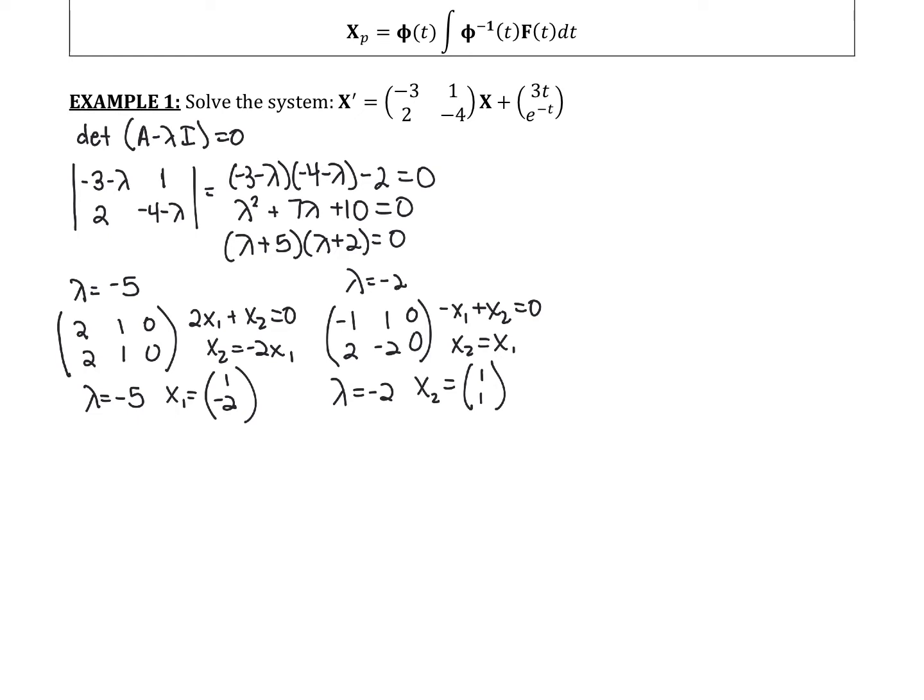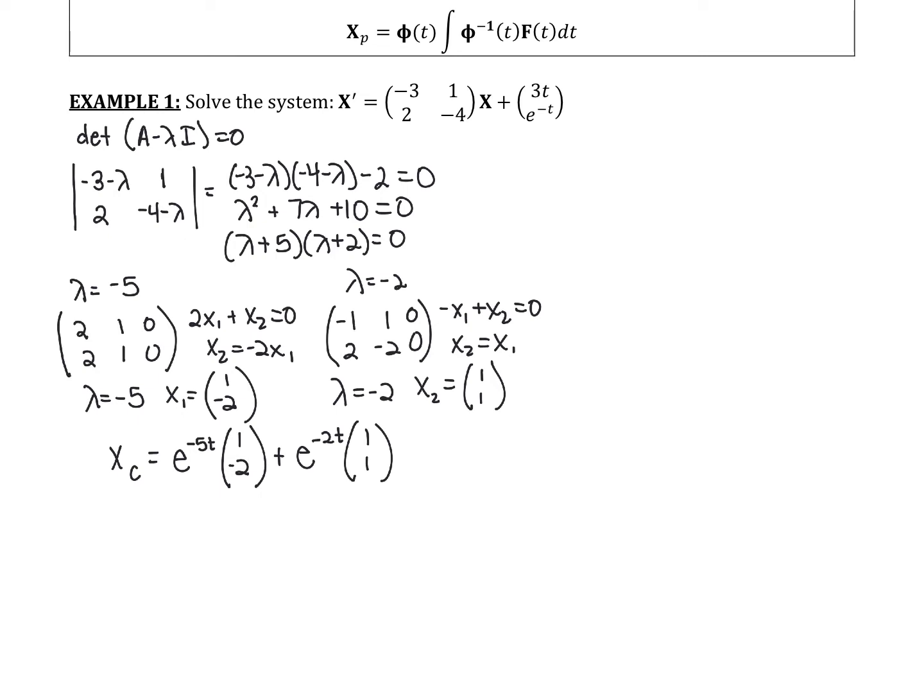Okay. So we would say our complementary solution looks like this. This is how we've written it so far. We would say e to the lambda t times that eigenvector. Probably we'd put a C1 in there. We'll come back to that constant in just a minute. e to the -2t times that eigenvector of 1, 1.